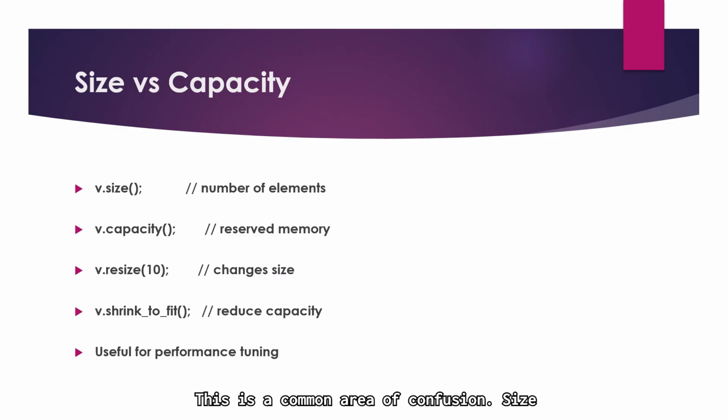This is a common area of confusion: size versus capacity. The size of a vector is how many elements it currently holds. The capacity is how much memory it has allocated, often more than the size, to allow for future insertions. When we keep adding elements and a vector exceeds its capacity, it allocates new memory by doubling and copies everything over. Understanding this is essential for writing efficient code. We can manage it using functions like reserve to pre-allocate space or shrink_to_fit to reduce memory usage.